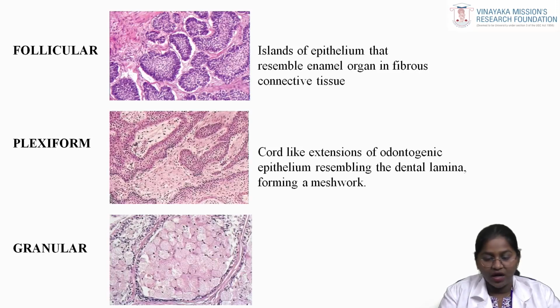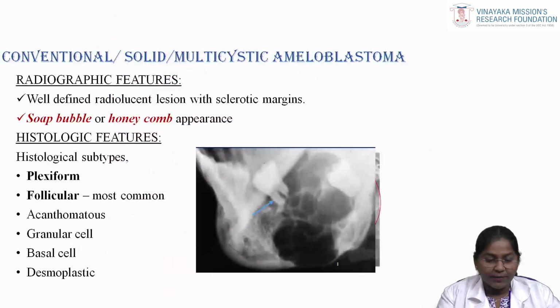And this is the granular type, where a granule-like appearance will be seen. So this is the follicular type, then the plexiform type, and then the granular type. Among these, between plexiform and follicular type, plexiform is the most common. Again, within the follicular type, acanthomatous is more common.